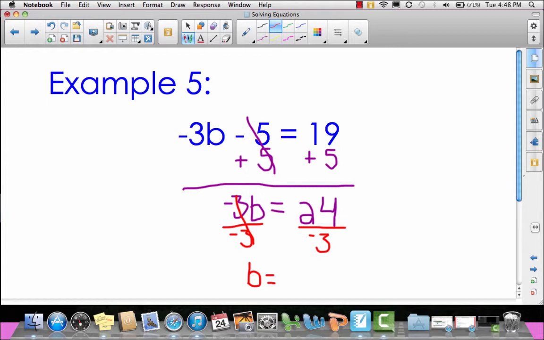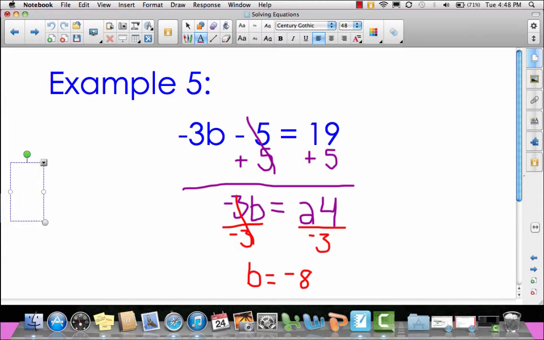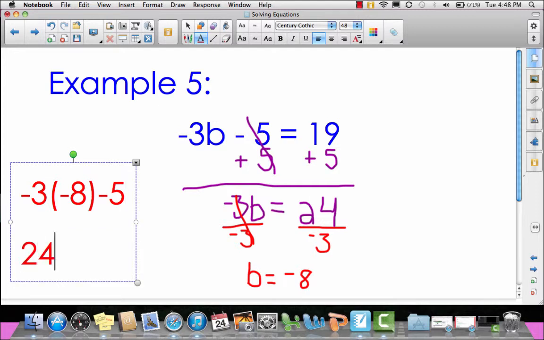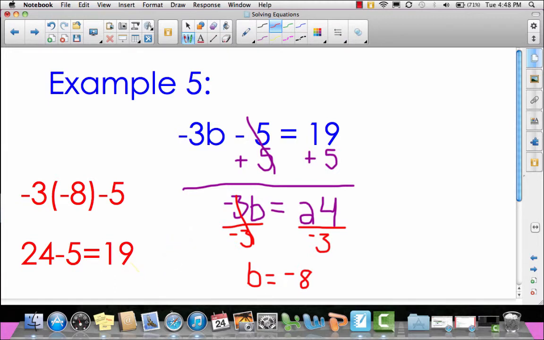So b is equal to negative 8, which means if I sub negative 8 into this equation, I should have a true statement. So let's check this out. Negative 3 times b, which we just decided is negative 8, minus 5. Well, negative 3 times negative 8 is positive 24. 24 minus 5 is 19. And I notice that that matches the 19 I had over here. So that is true. I know that I got the answer correct.